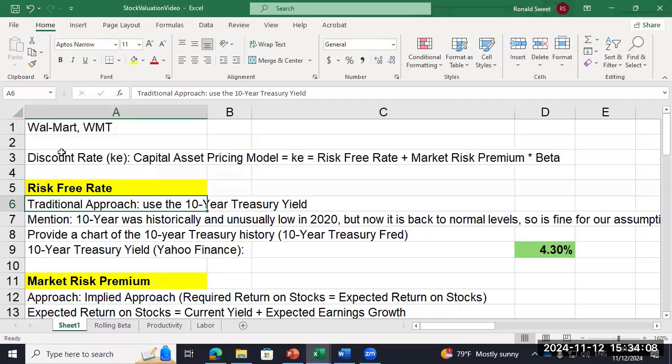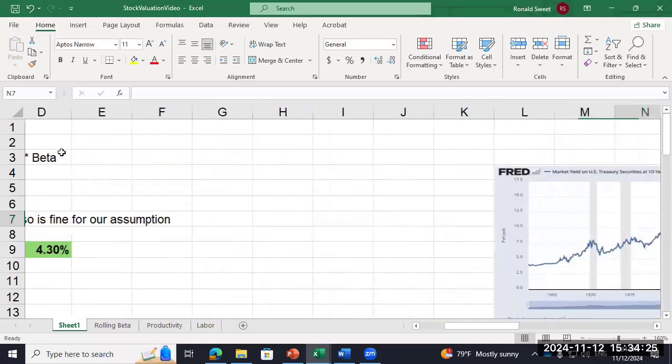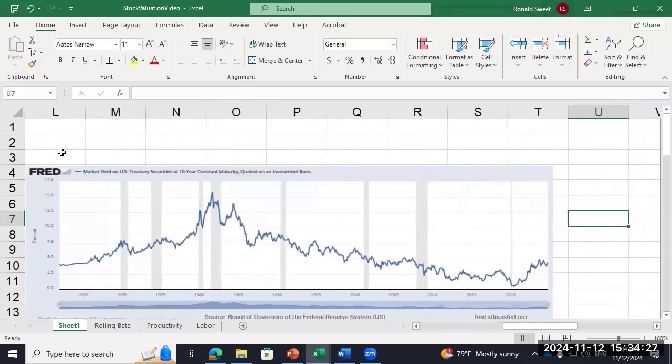The 10-year treasury yield is your risk-free rate. For most stock investors, use the 10-year treasury yield. I would probably mention that just a few years ago, that number was unusually low, 0.5%. And what I do, and I'll show you in the video, is bring in the history of the 10-year treasury. You can just get this from the Federal Reserve and show that we're back up to more normal levels.